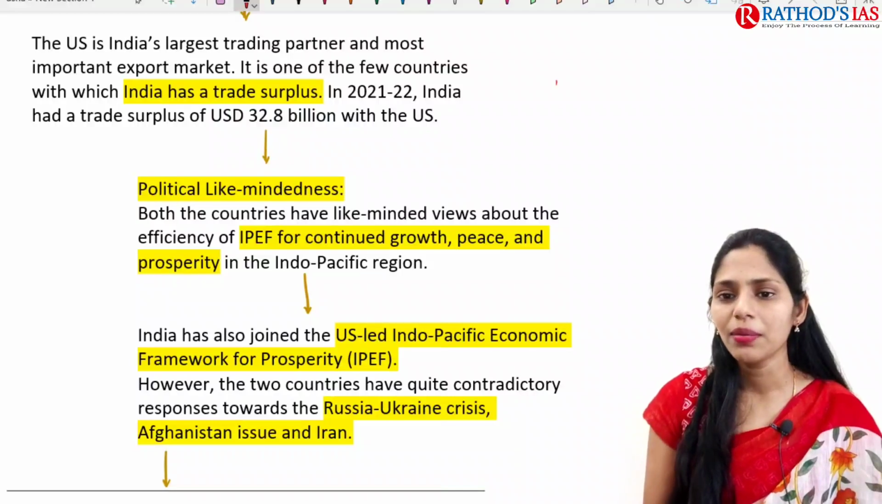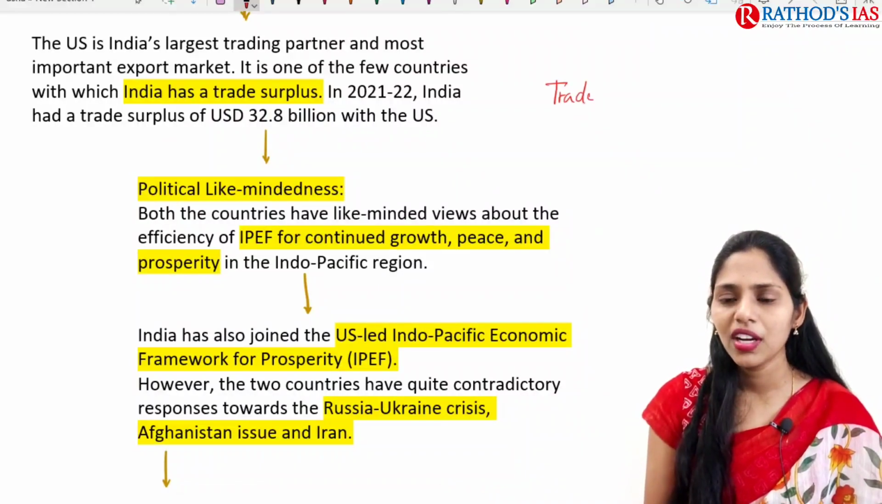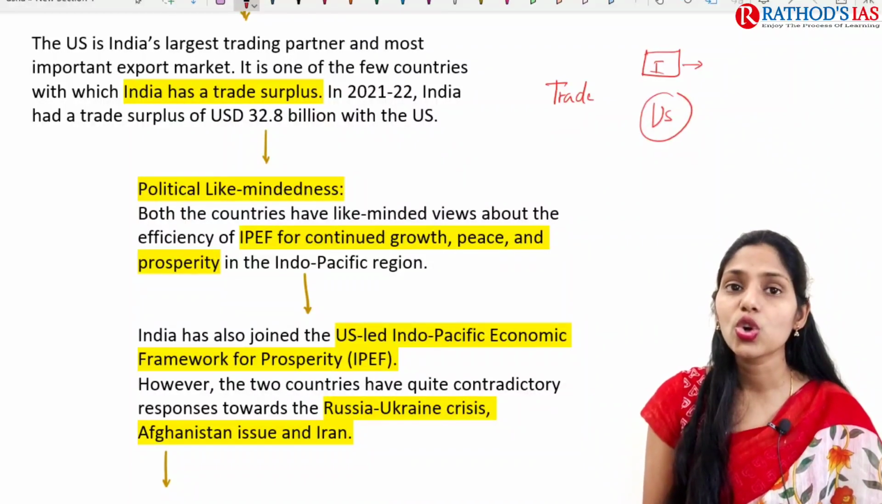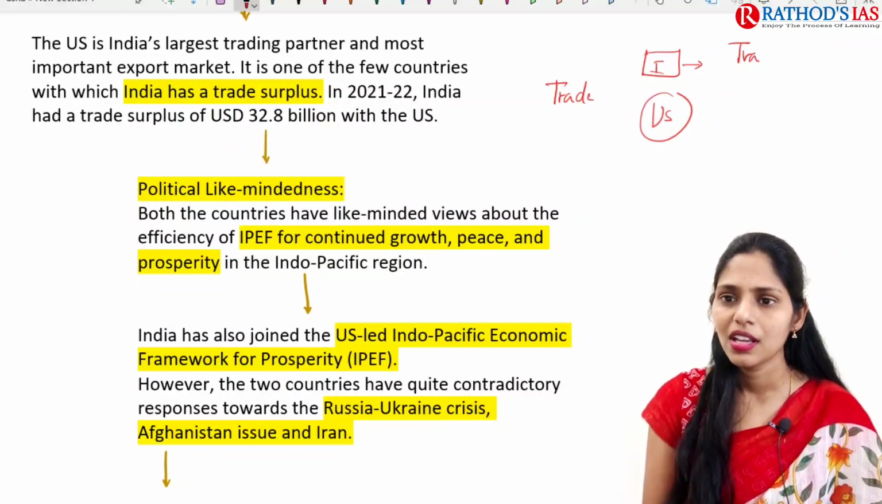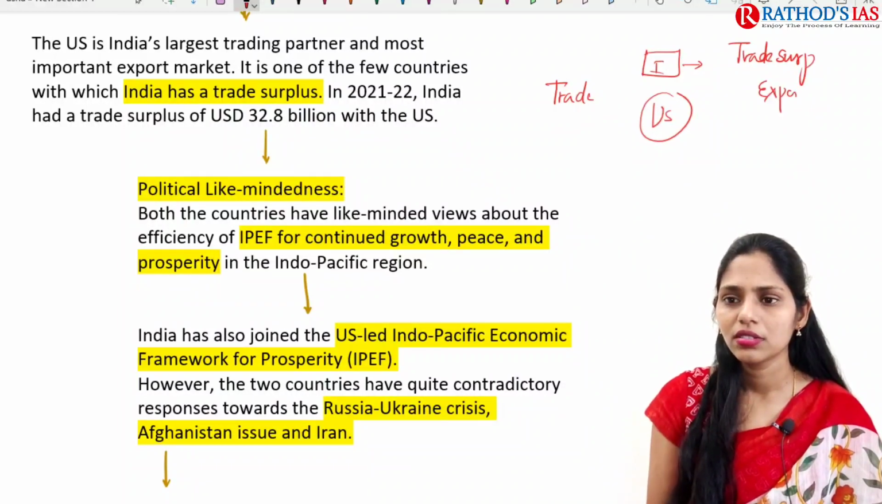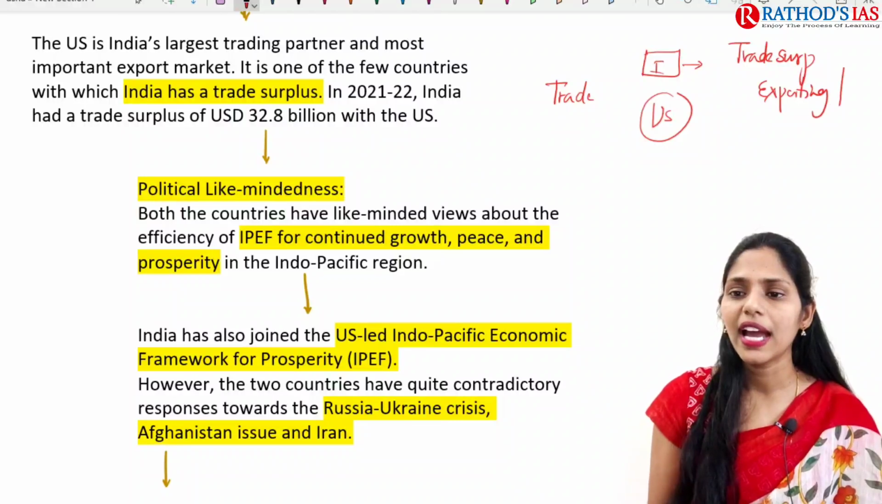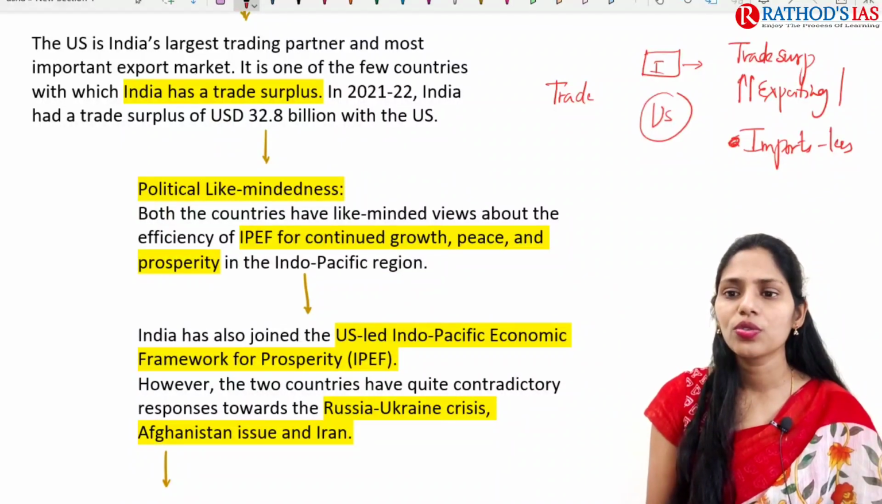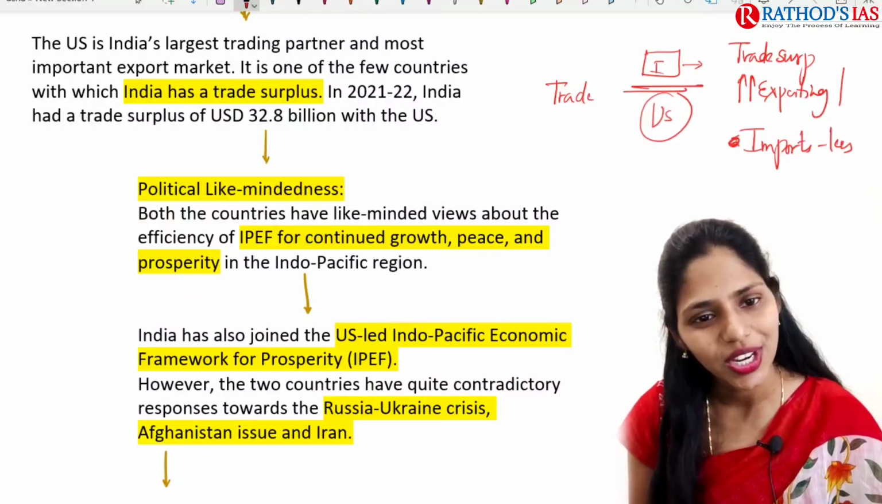And if you're talking about trade between India and the US, India is enjoying a trade surplus. Trade surplus means we are exporting more compared to imports. Imports are less and exports are more. So we are enjoying a trade surplus with the US.